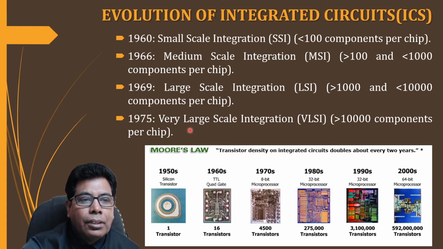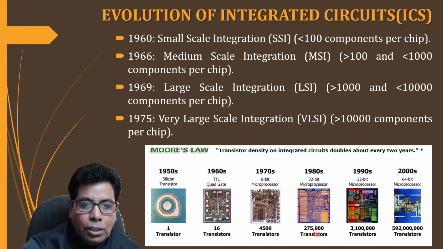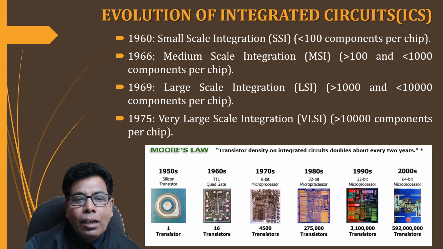Then in 1975, they came up with very large scale integration, VLSI, that is greater than 10,000 components per chip. So you can see in the 80s, they came up with 275,000 transistors on a single chip. It was a 32-bit microprocessor, 80386. Then in the 90s, they came up with 3,100,000 transistors. So the number of transistors again increased, particularly the Pentium chips, which were made with so many transistors. And then in 2000, they came up with 592,000,000.